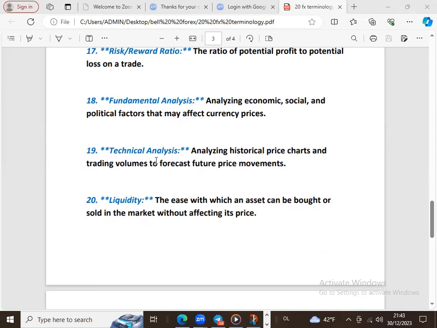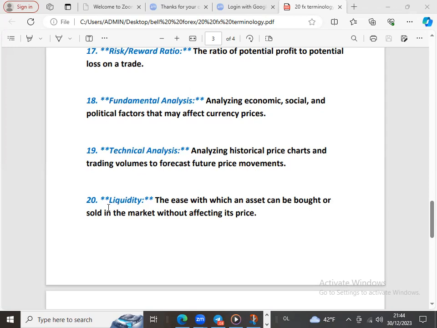The next terminology is called technical analysis. It has to do with analyzing historical price charts and trading volumes to forecast future price movement. So listen very well. Analyzing what? Price charts and trading volumes to do what? To forecast future price movement. These two types of analysis are what we are going to be doing most often.